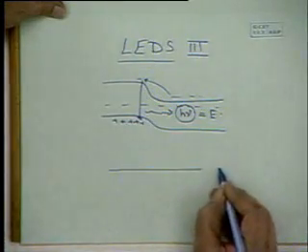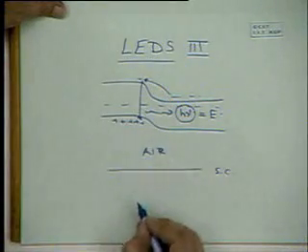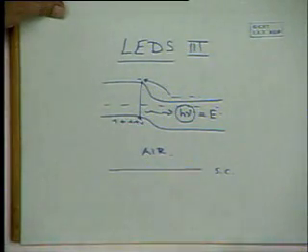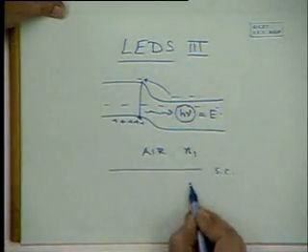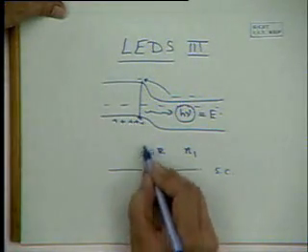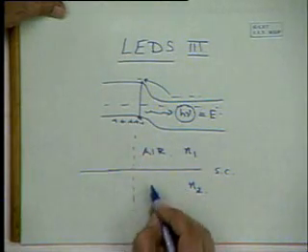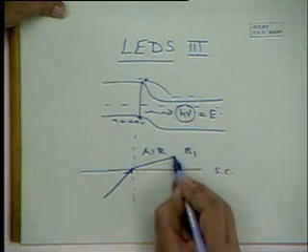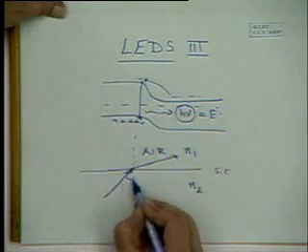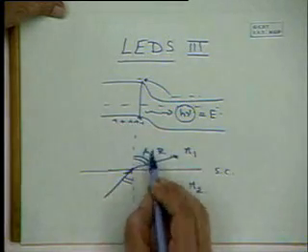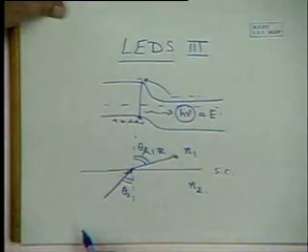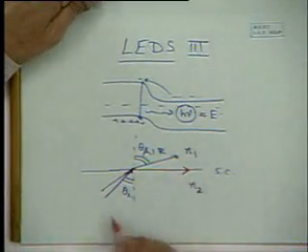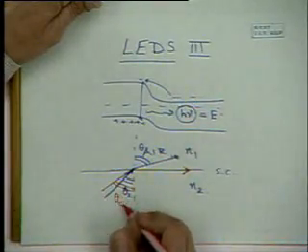Now, if we consider light originating in a semiconductor, and there is a semiconductor air interface or semiconductor dielectric interface, then if the refractive index here is N1 and refractive index in the semiconductor is N2, then we know by Snell's law that when light emerges, it is bent: N1 sine theta 1 is equal to N2 sine theta 2, and there is a critical angle theta c.